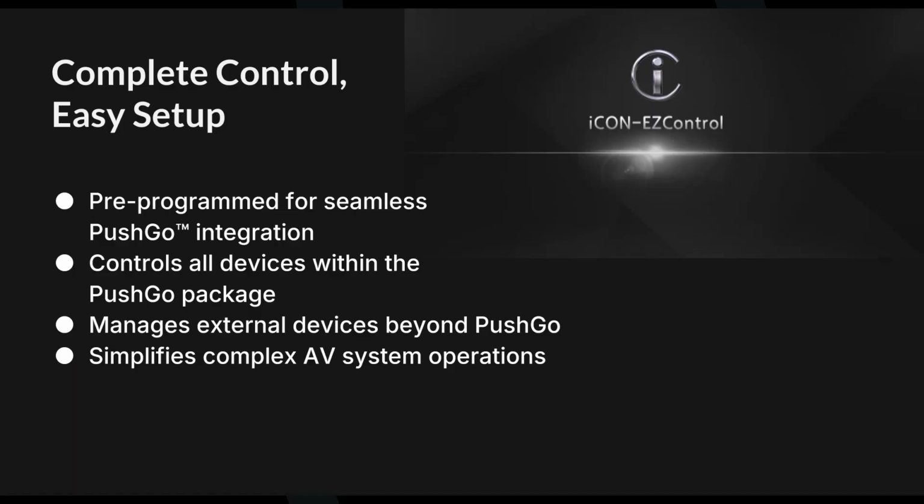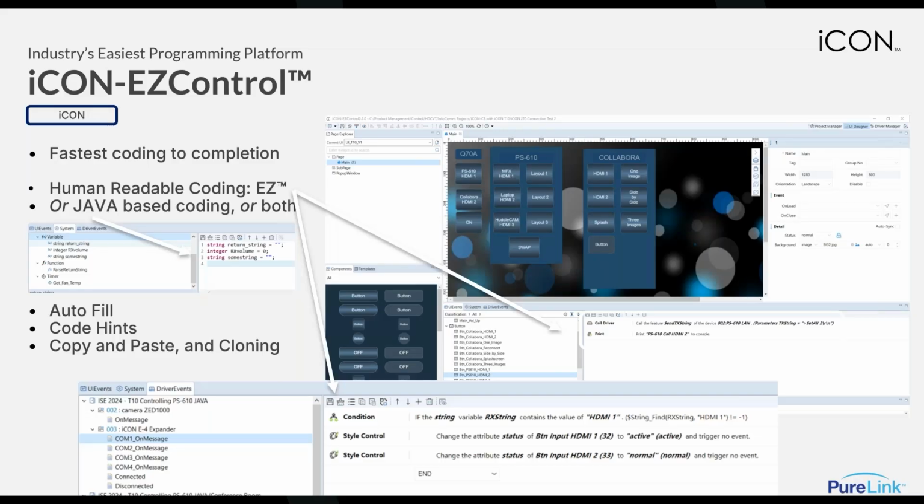So those 5 protocols and all the subcategories of LAN, COM, IR, IO, or relay are all included within Icon's controller line and within our Easy Control IDE software. This allows us to be pre-programmed for seamless push-go integration, to control all devices within the push-go packages alongside third-party equipment, and it simplifies complex AV system operations. We will just quickly look through the interface now to show this.